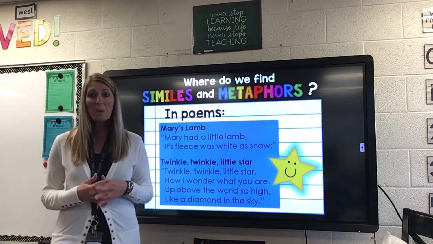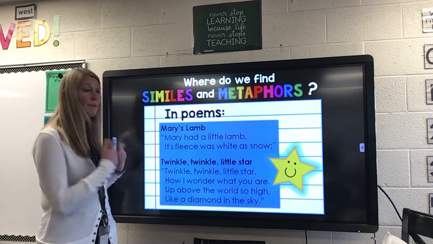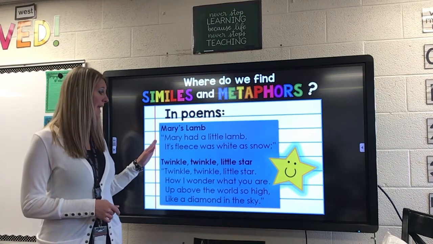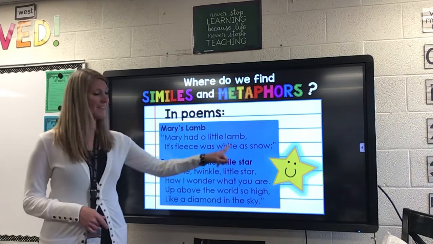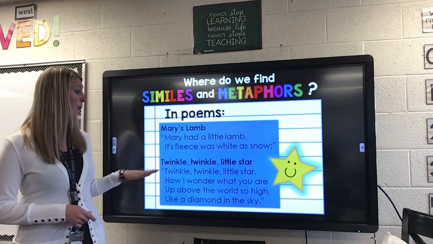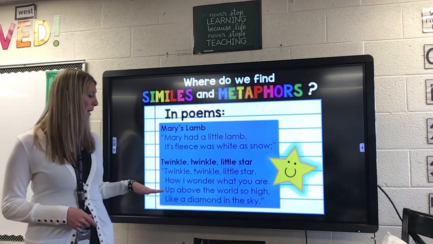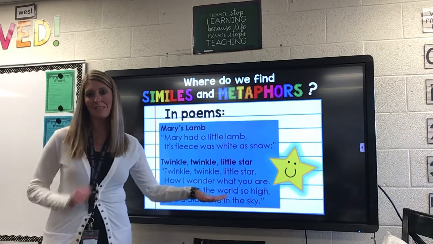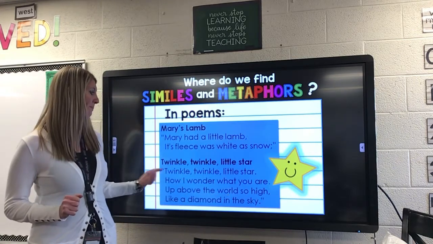Now, where do we find similes and metaphors? I will tell you that you'll find them in poems. For example, Mary had a little lamb. Its fleece was white as snow. Right there is a simile. Or twinkle, twinkle, little star, how I wonder what you are, up above the world so high, like a diamond in the sky. Right there is another simile.